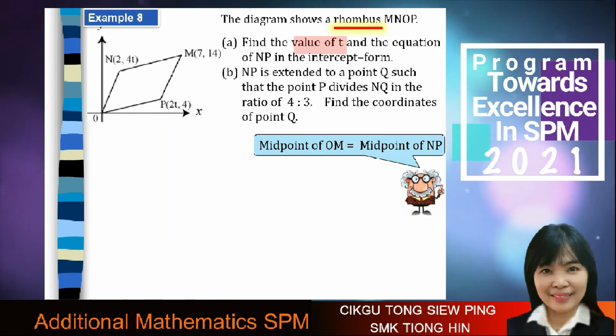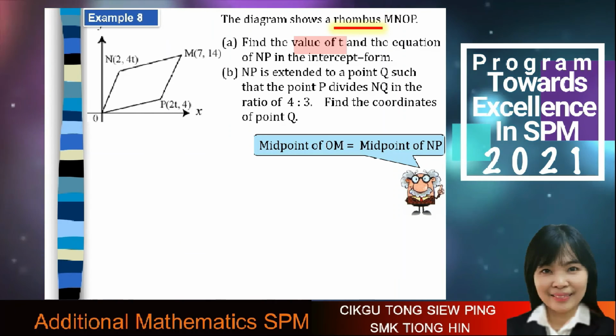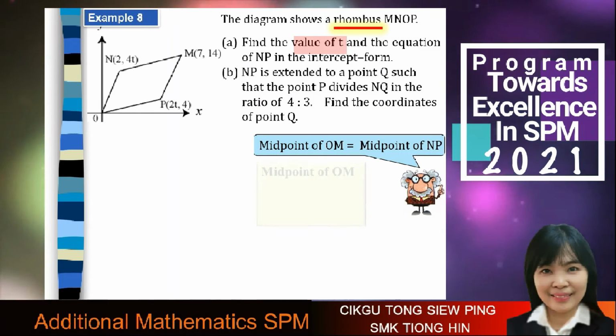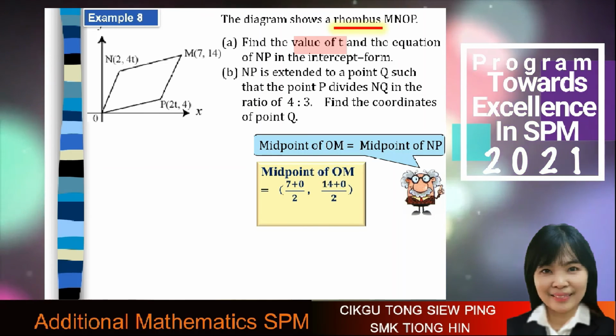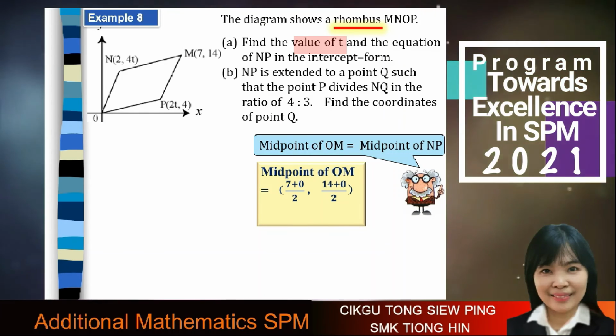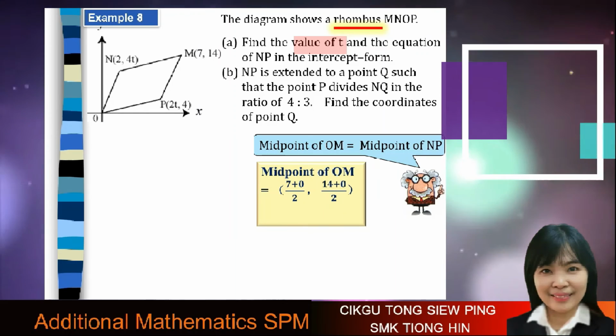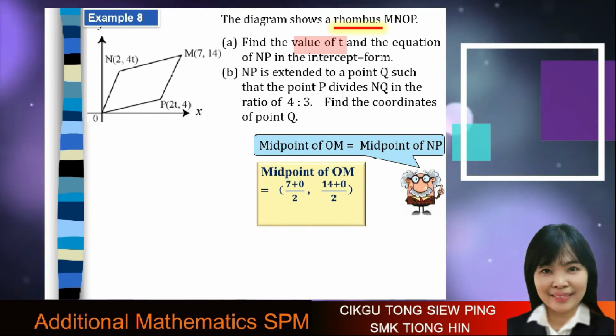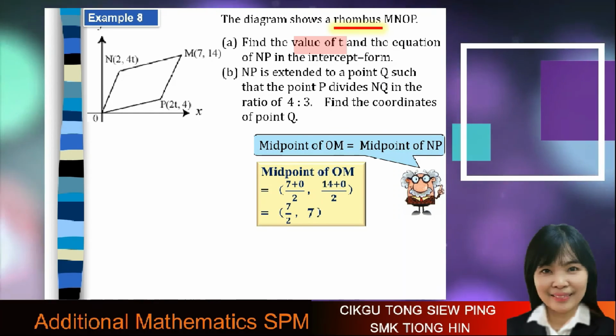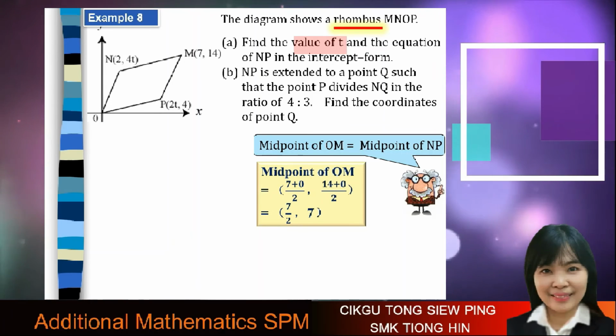So, we find the midpoint of ON first. The midpoint of ON is (7 plus 0) divided by 2 and (14 plus 0) divided by 2. That is equal to 7 over 2 and 7.